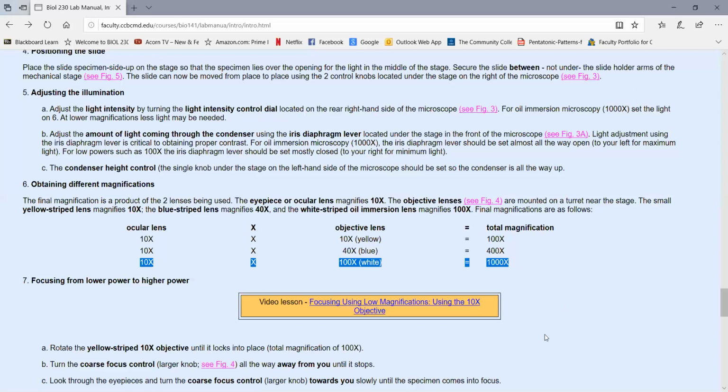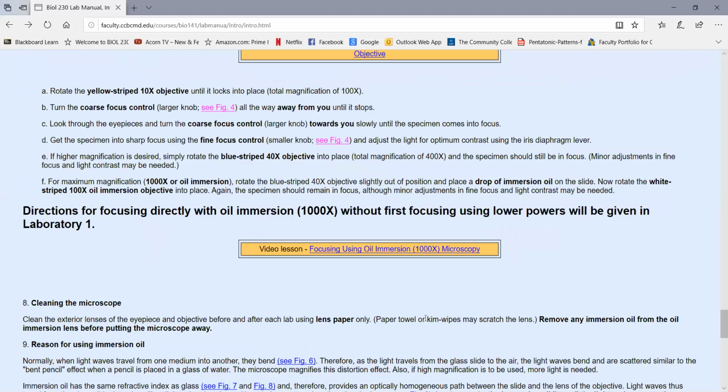Now, again, as part of your pre-lab quiz for Lab 1, there's a video that covers the parts of the microscope that I just covered here. There's another video you'll be watching that tells you how to focus using the 10x objective, using low magnification. But most importantly, there's one that tells you how we'll focus using oil immersion microscopy, or 1,000 magnification. That's what we'll be using over 90% of the time in this course. So again, we'll save that for the videos, and we'll be practicing that in lab.